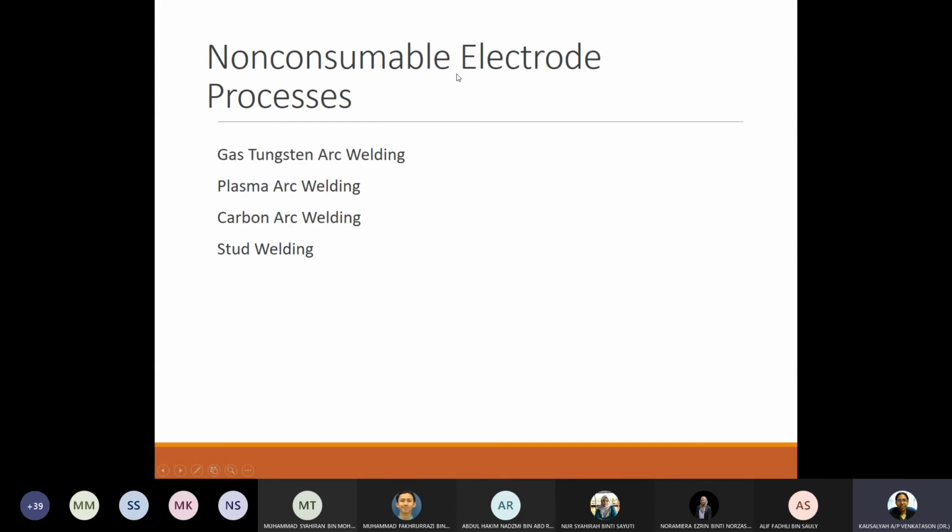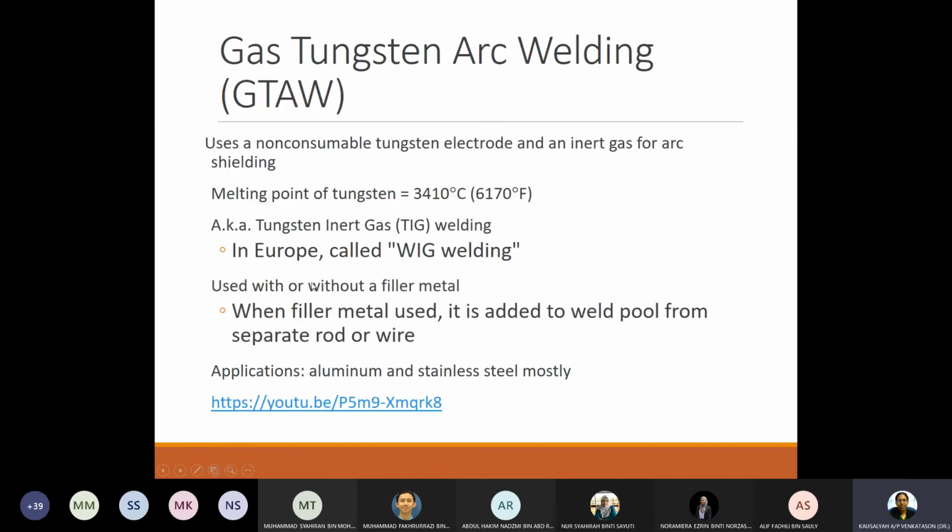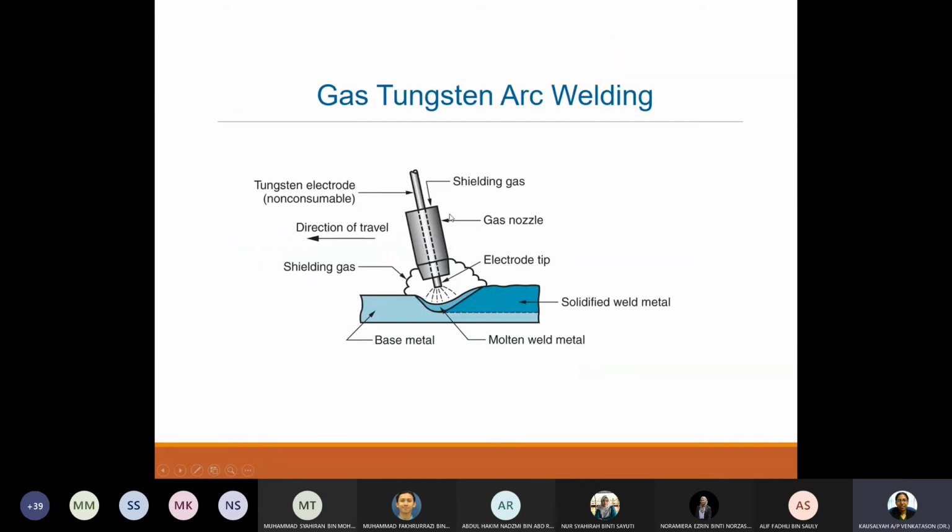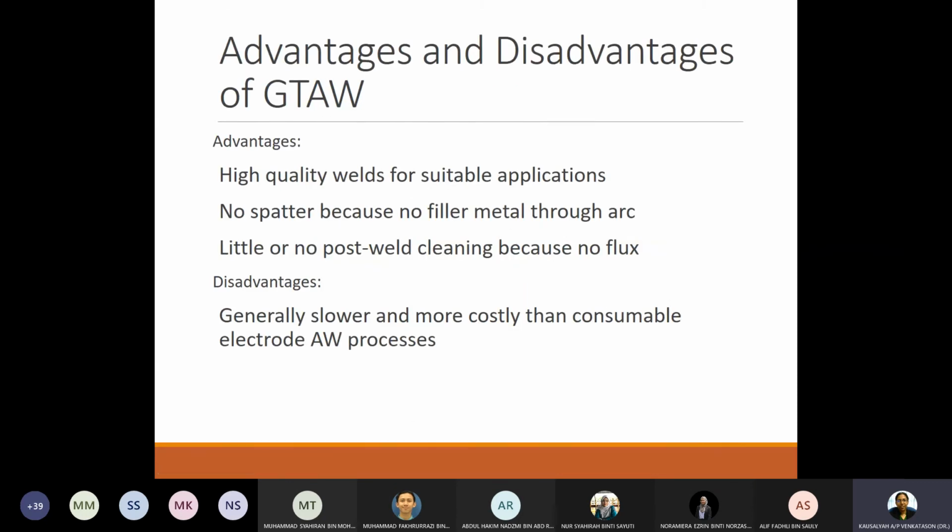And then now we come to the non-consumable electrode process. Earlier were all the consumable electrode processes. Moving to gas tungsten arc welding, it's a non-consumable process, with a non-consumable tungsten electrode and an inert gas for arc shielding. The melting point of tungsten is 3410. It's also called TIG welding, because of tungsten and gas. This is used with or without a filler metal. When the filler metal is used, it is added to the weld pool from a separate rod or wire. The applications are usually for aluminum and stainless steel mostly. This is basically the schematic diagram.